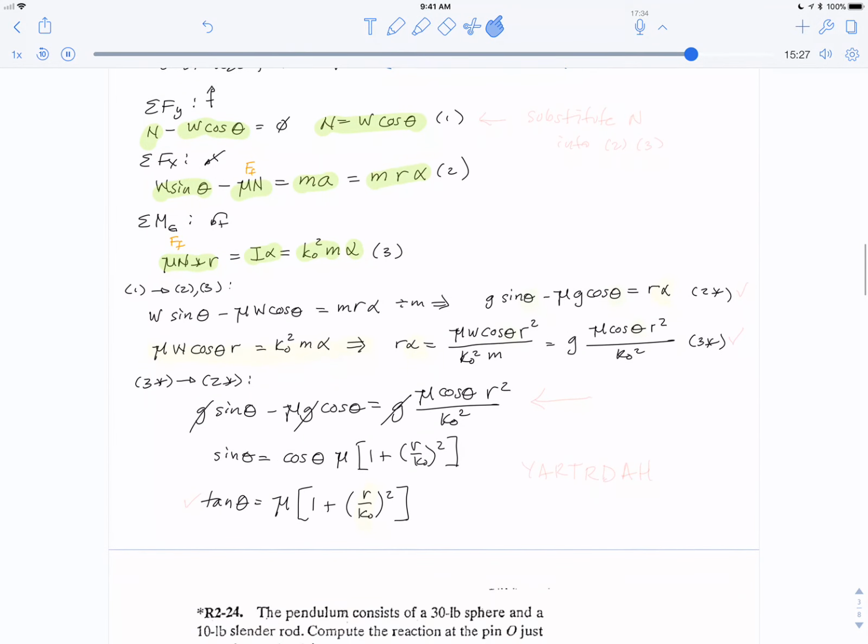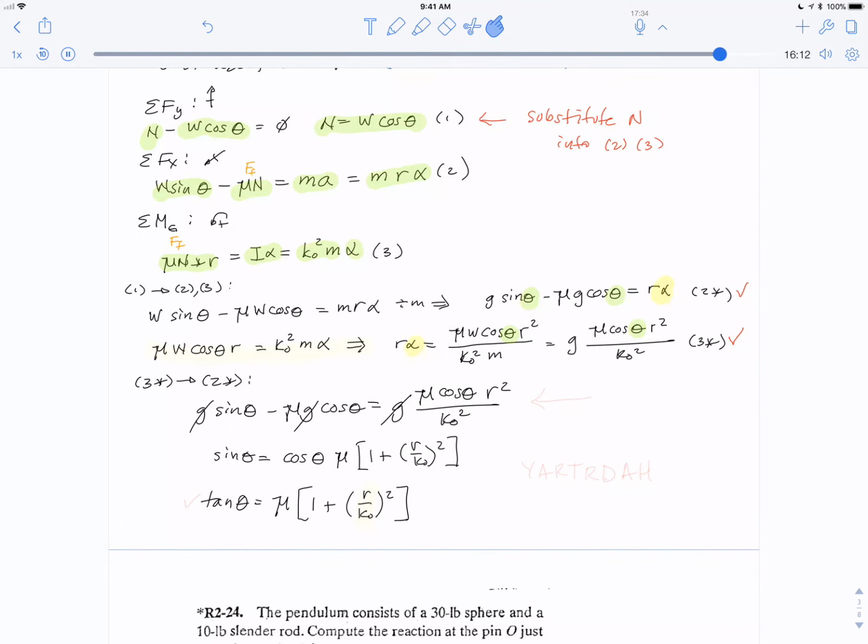As I did this, the first thing I did was take this equation here and substitute N into the other two equations. You can see that here. Here's equation 2 with N eliminated, and here's equation 3 with N eliminated. Then we're trying to solve for theta. We need to solve for theta, but the problem is we don't know what this alpha is. So there's this other unknown, alpha.